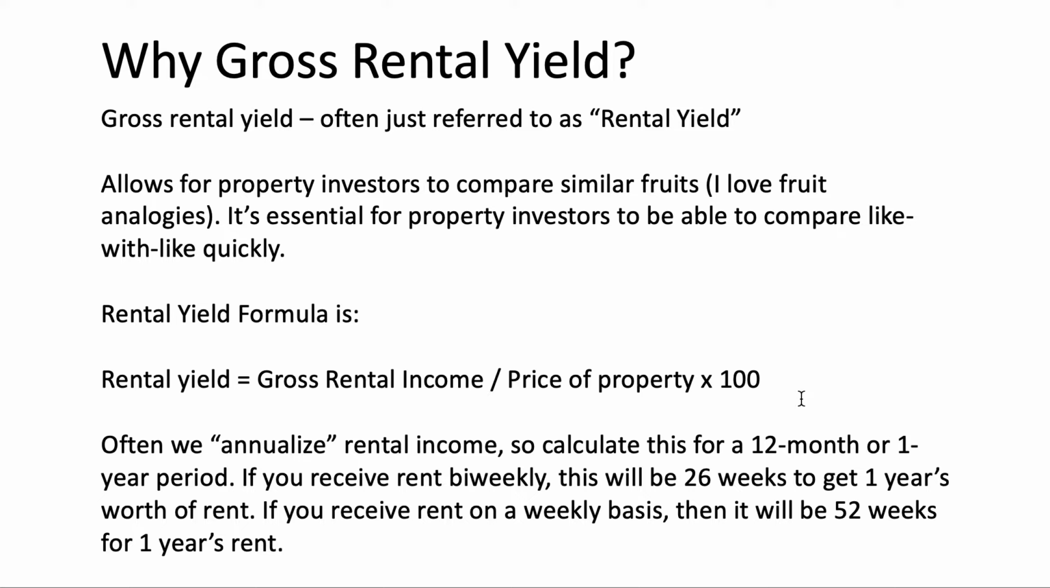So just a little note here on rental income. Typically, property investors talk about this on an annualized basis, so for a 12-month period or 1 year. So if you collect your rent on a monthly basis, that's 12 months. If you collect rent on a bi-weekly basis, multiply your rental income by 26 to give 1 year of rent. Or if you collect rent on a weekly basis, you multiply that by 52 weeks to give you 1 year's rent. Okay?